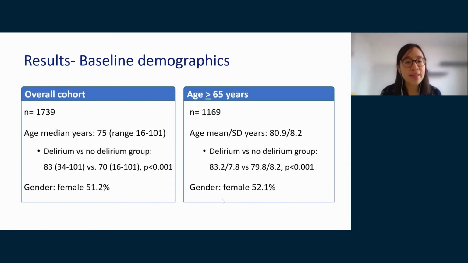So in terms of baseline demographics, in our overall cohort there were 1,739 patients, and in the subset cohort of patients aged 65 years and above, there were 1,169 patients. Patients with delirium are significantly older than patients without delirium, as observed here. There is an equal distribution of gender between male and female patients.